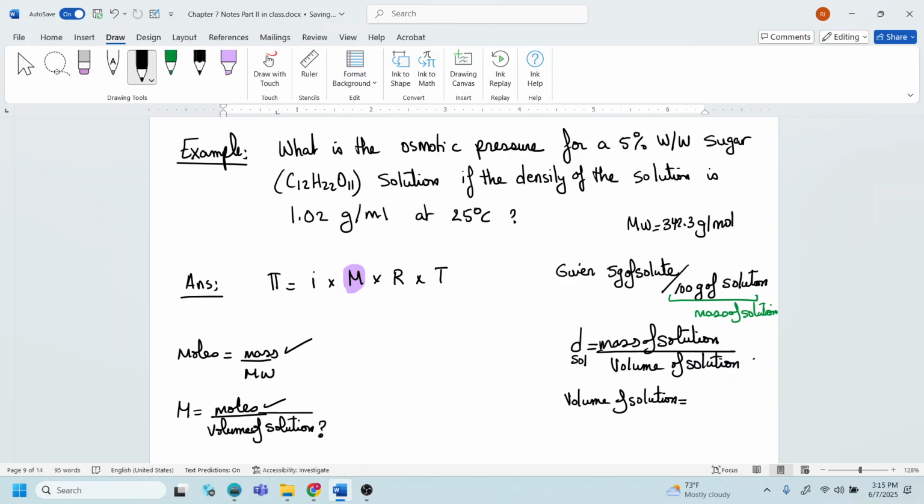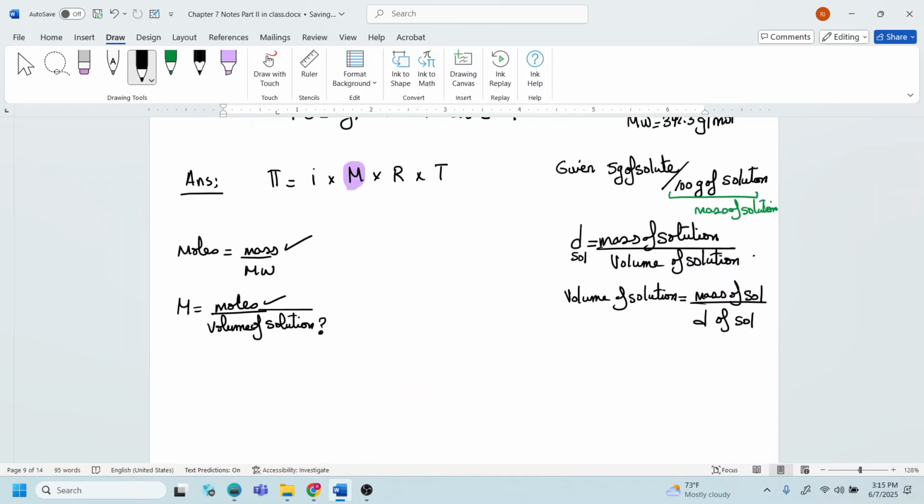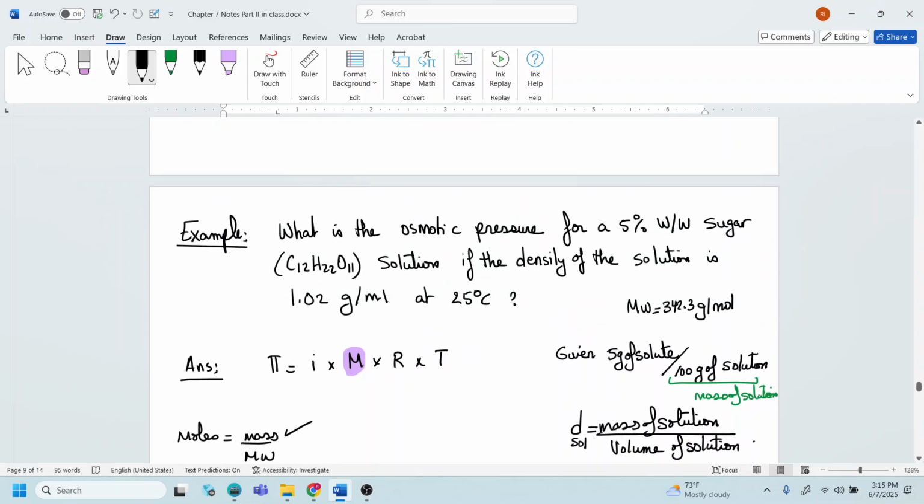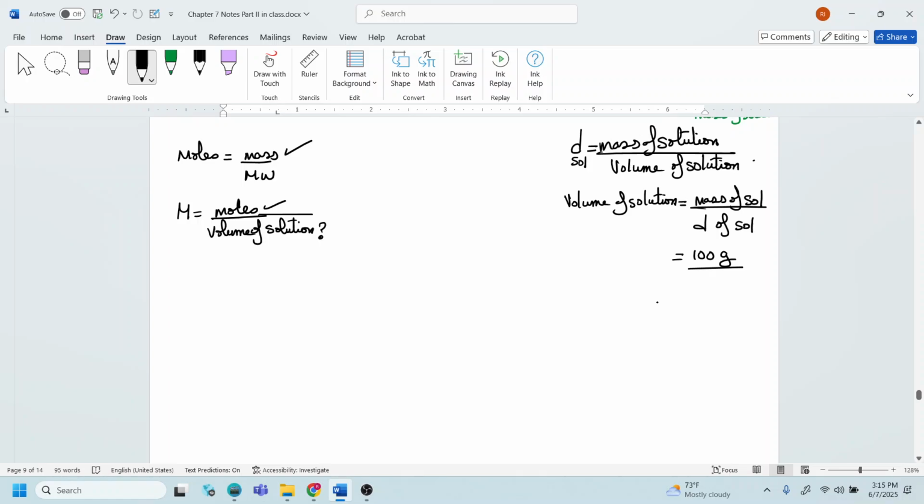So the volume of the solution is equal to the mass of the solution divided by the density of the solution. I already know the mass of the solution is 100 grams. The density of the solution is given as 1.02 grams per mL. And I can get the volume here in mL, and we can change that into liters. So it's going to be 98.04 times 10 to the minus 3 liters. So we got the volume of the solution.